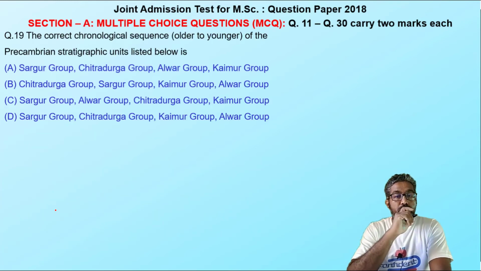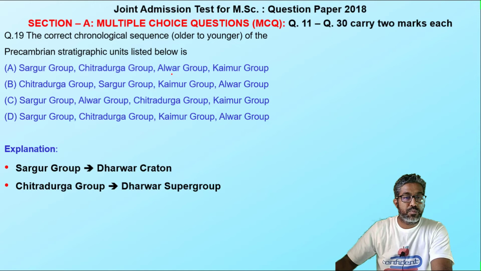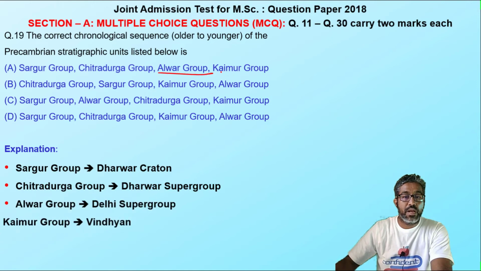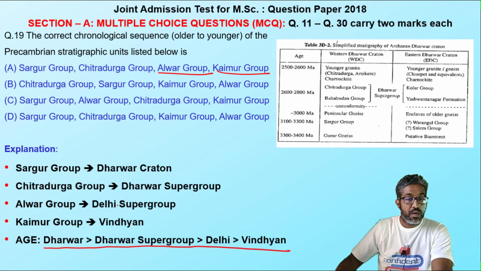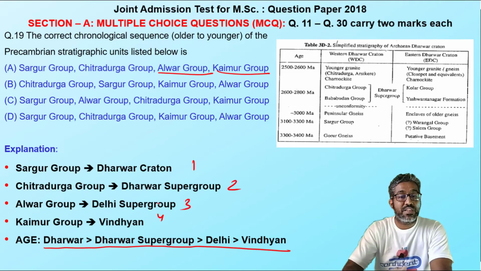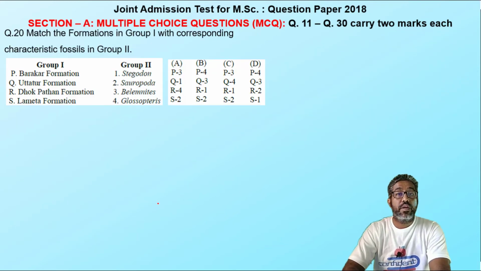The next question is related to stratigraphy, where we have to identify the age of the groups. You know the Sargur group is related to your Dharwar Craton, then Chitradurga group is Dharwar supergroup, Alwar is related to your Delhi, and Kaimur is related to your Vindhyan. So this is the sequence of the age of the succession: Dharwar, Dharwar supergroup, Delhi, and Vindhyan. This is 1, 2, 3, 4, arranged in a sequence, so no need to search for this one. The option is A.